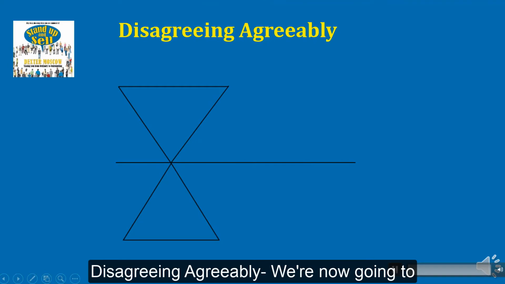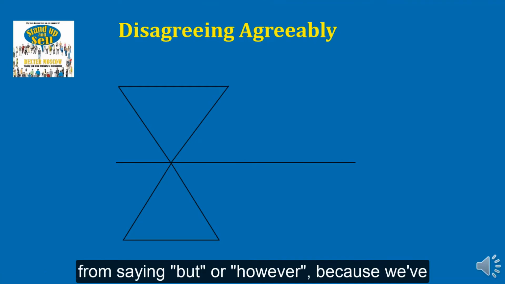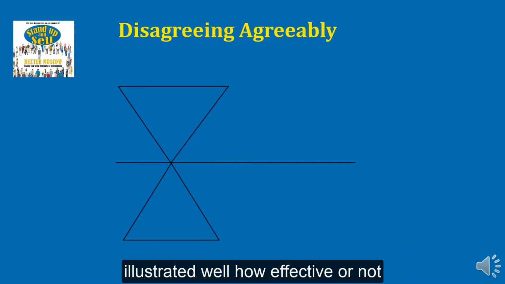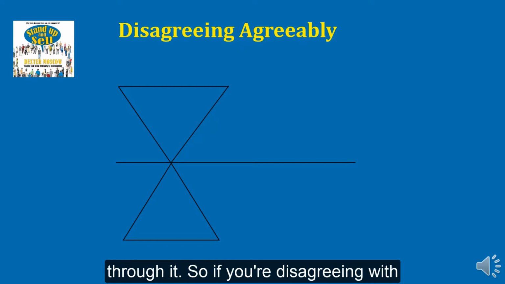Disagreeing agreeably. We're now going to look at the framework which prevents us from saying but or however, because we've illustrated how effective or not effective that can be. So first of all, let's look at this framework. Let's run right the way through it.